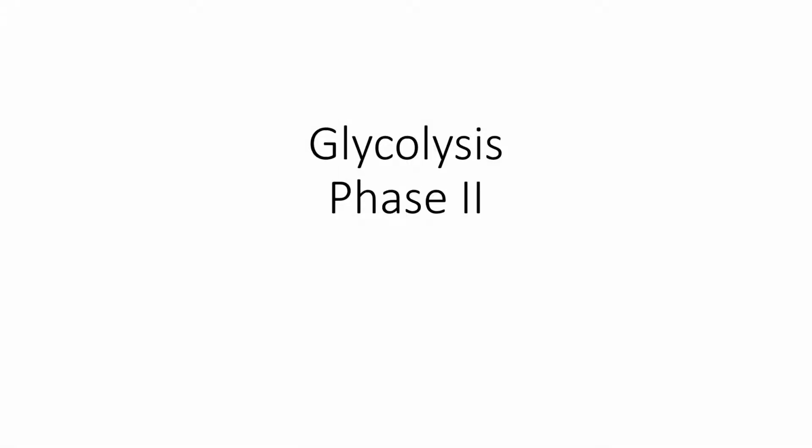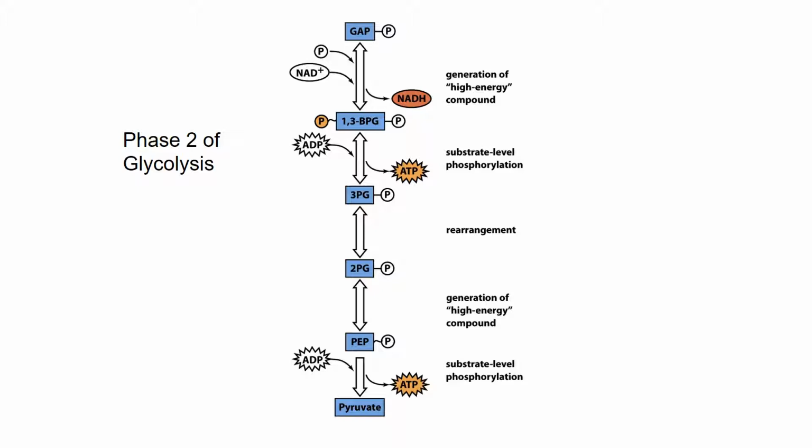Now we're going to look at phase 2 of glycolysis, the energy recovery part of this metabolic process. Again, here's that general overview. We start with 2 glyceraldehyde 3-phosphate molecules. Remember we get 2 of those from reaction 5 in phase 1.